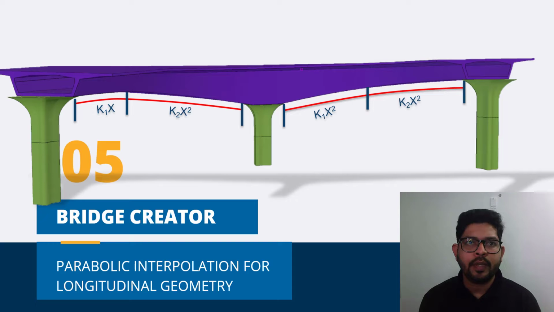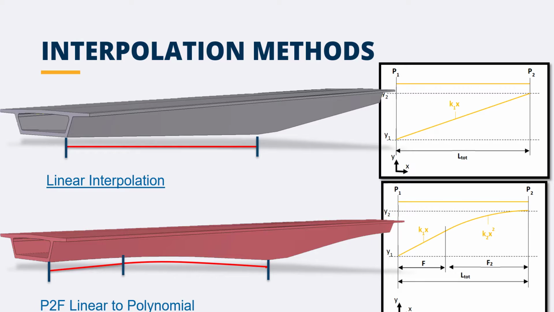One of the major improvements in the bridge creator tool is the ability to perform parabolic variation along the extrusion path. Previously it was possible to perform only linear variation. Now we have 5 different methods to perform parabolic variations, which are based on polynomial equations. In this graph we have a cross section at P1 and another one at P2. This was the previous case where we performed a linear interpolation, but now we have 5 different methods.